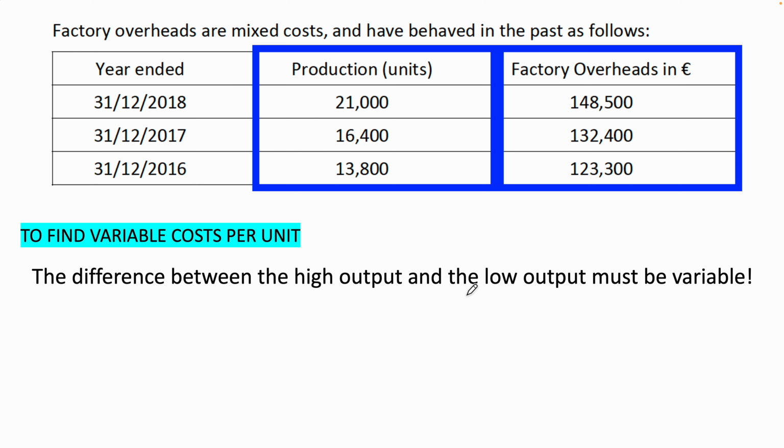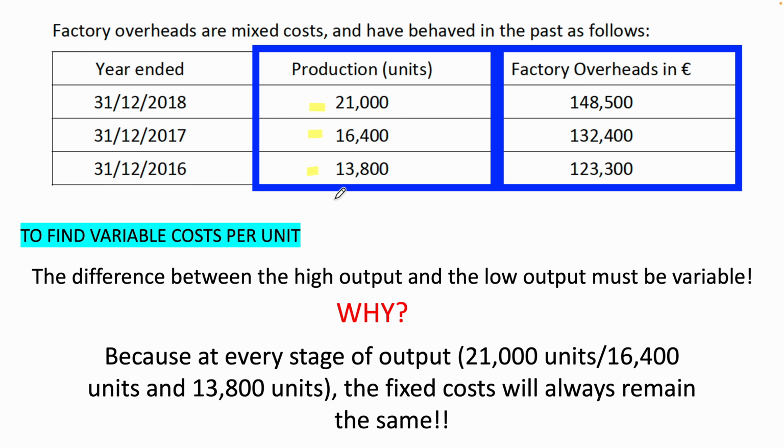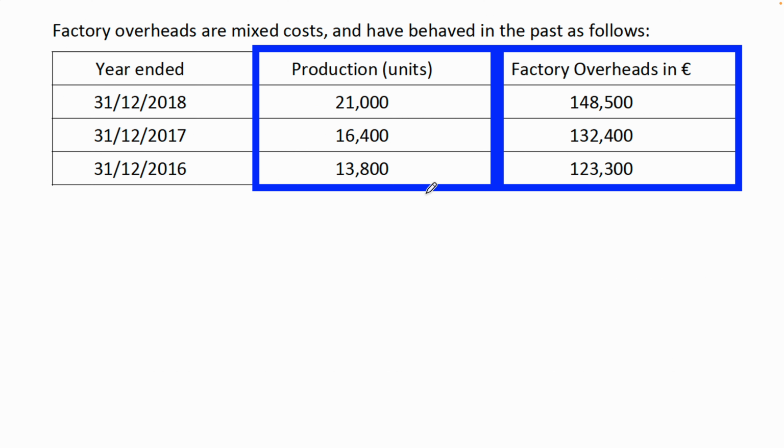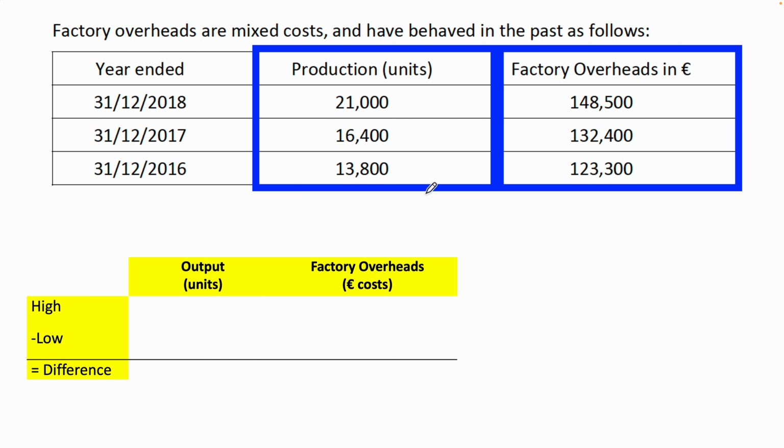The difference between the high output and the low output must be variable, because the fixed stays the same. Fixed stays the same whether you're at 21,000 units in output, 16,400 units in output, 13,800 units in output. So they're always the same there. So any difference between the different levels of output has to be variable.